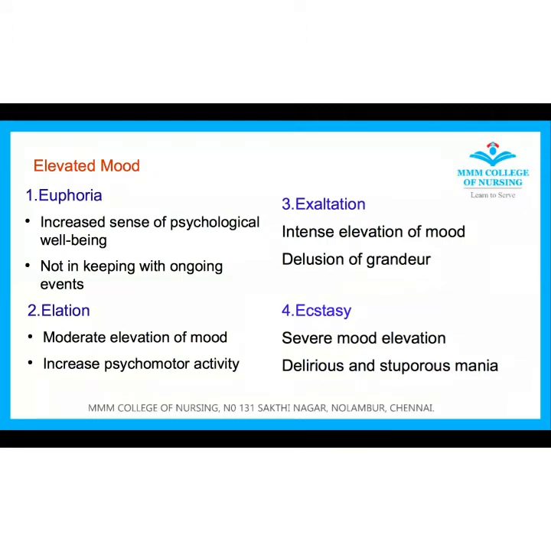Elevated mood has four phases. The phases include euphoria, which means an increased sense of psychological well-being not in keeping with ongoing events. Elation is a moderate elevation of mood with increased psychomotor activity. Exaltation is an intense elevation of mood with delusion of grandeur. Ecstasy is a severe mood elevation with increased sense of rapture or blissfulness as seen in delirious and stuporous mania.